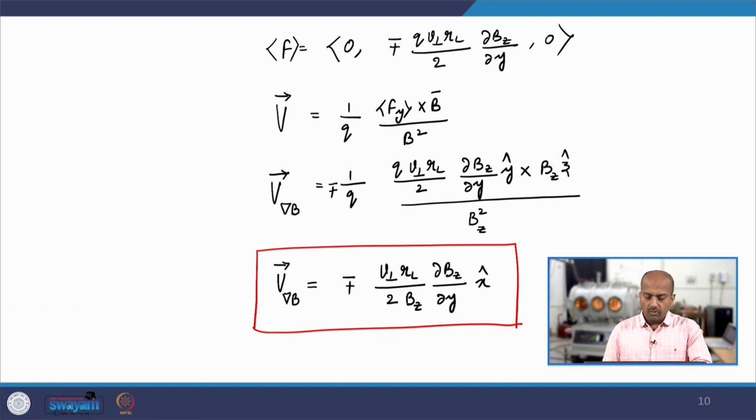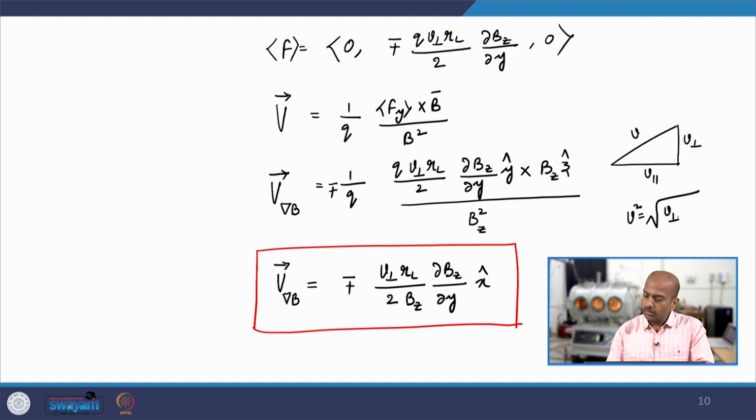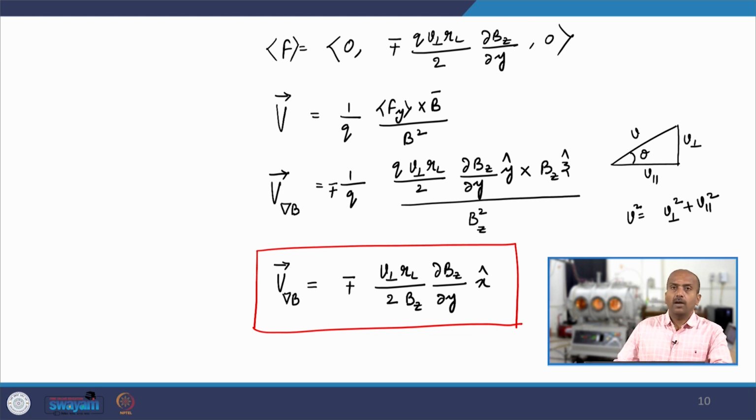You see, what do we have? We have a velocity which is appearing on the left hand side. v perpendicular is the perpendicular component of the velocity. You have v, this is the perpendicular component, this is the parallel component. v is equal to the square root of v perpendicular square plus v parallel square. Now, the important point here is that this velocity is along the x cap direction. It is not in the z or the y.